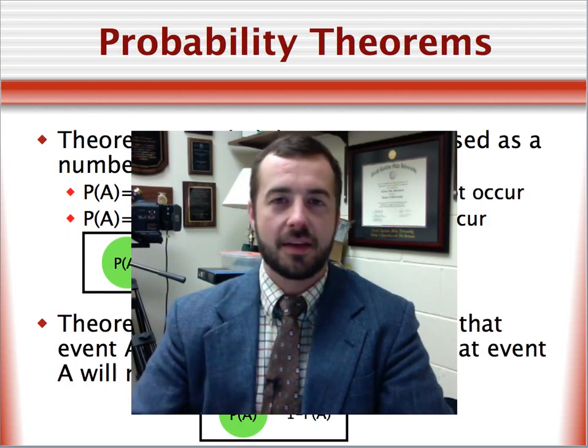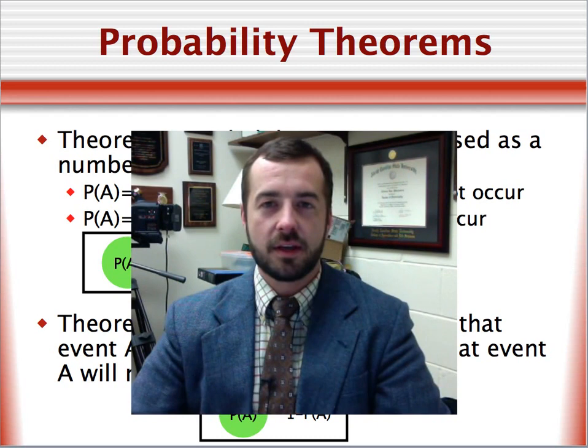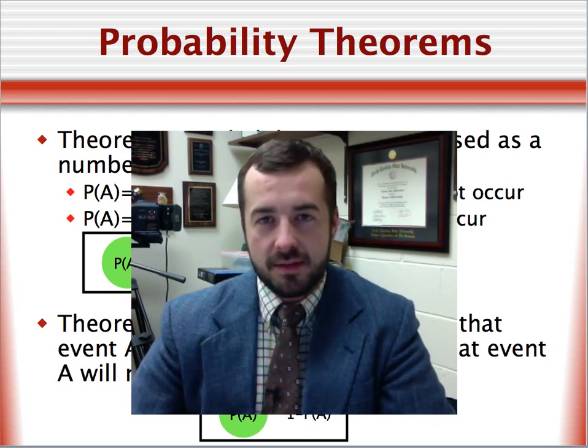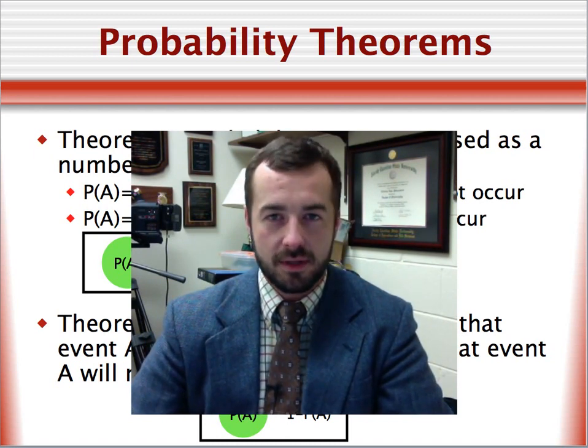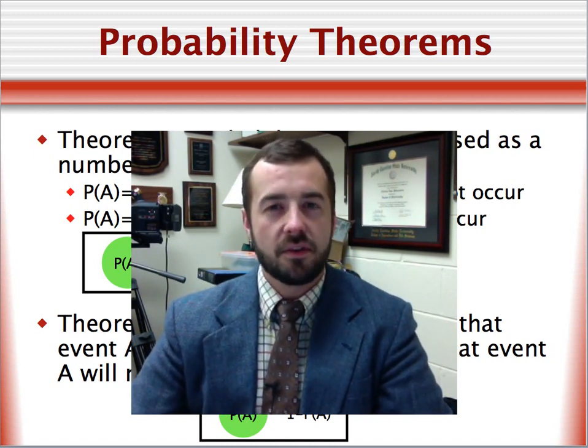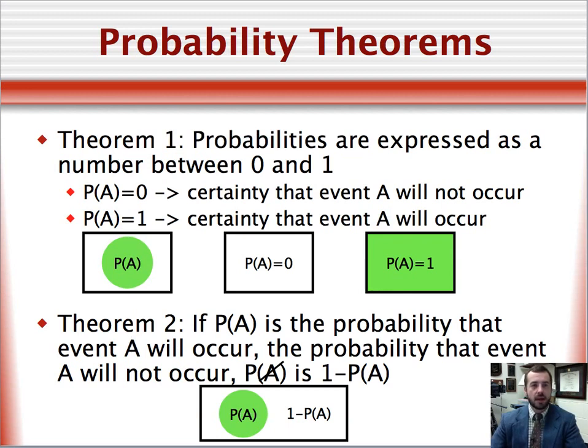Okay, so now we're ready to tackle the first two probability theorems. I want you to write these down because in the next slide I have an example where I'm going to ask you to tell me what the particular probability is. The first theorem states that probability is expressed as a number between 1 and 0, where a value of 1 is a certainty that an event will occur, and 0 is certainty that an event will not occur.